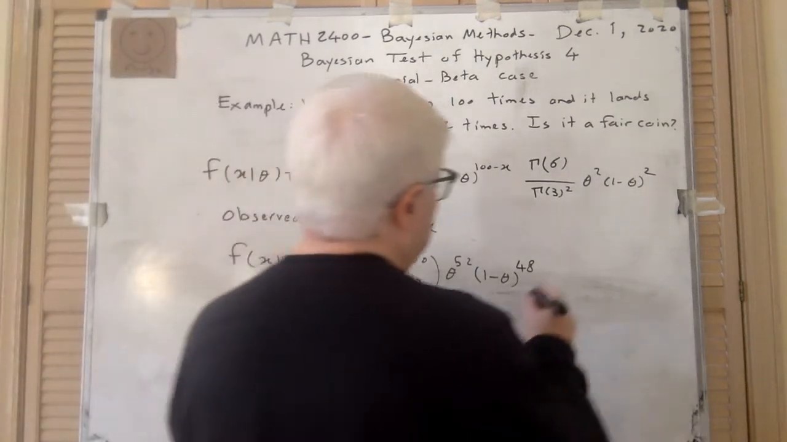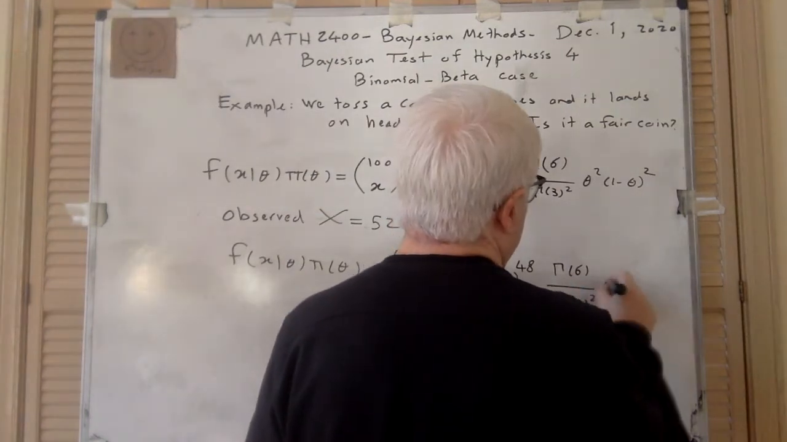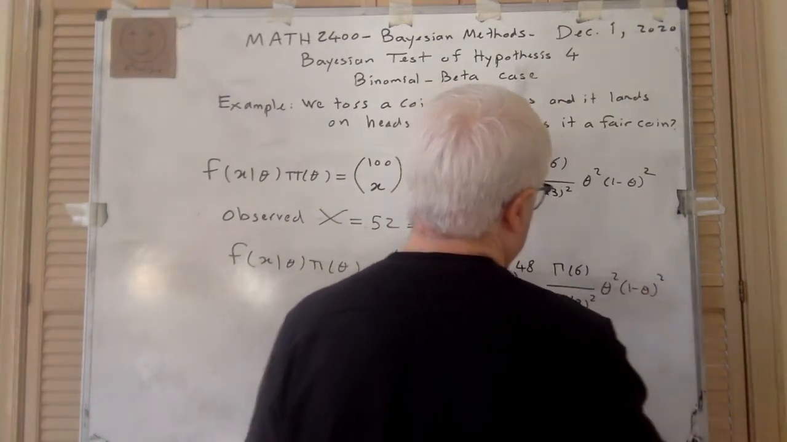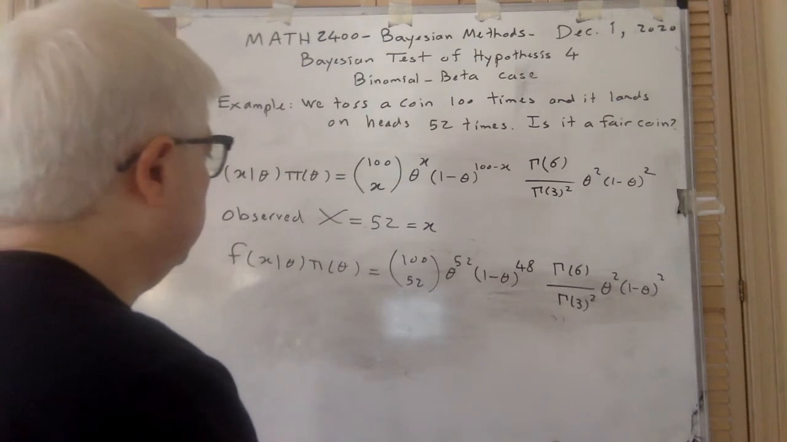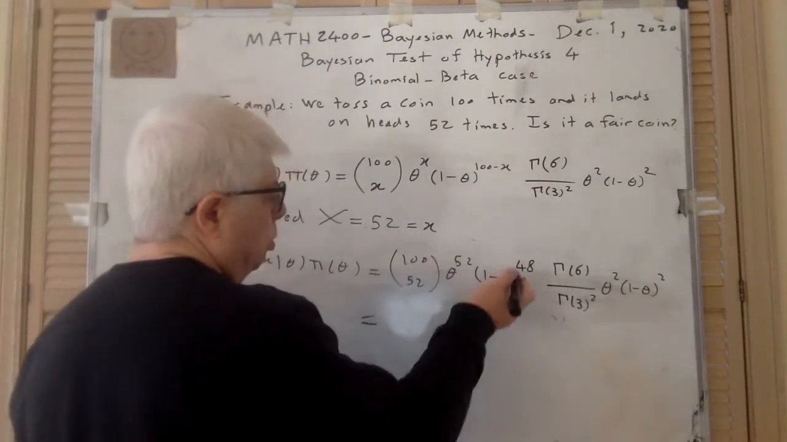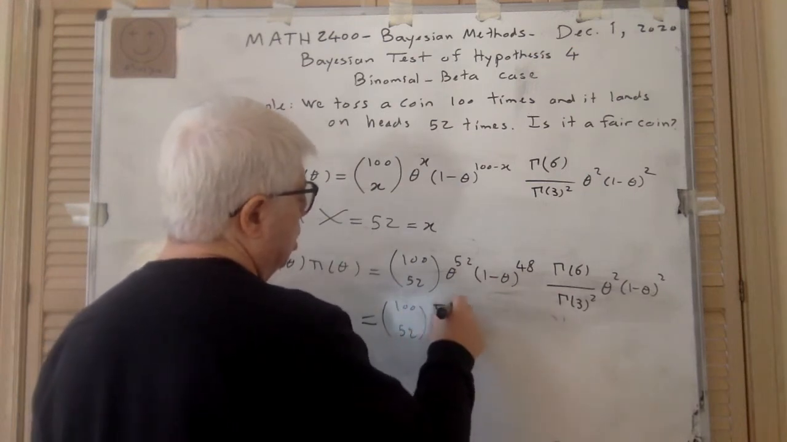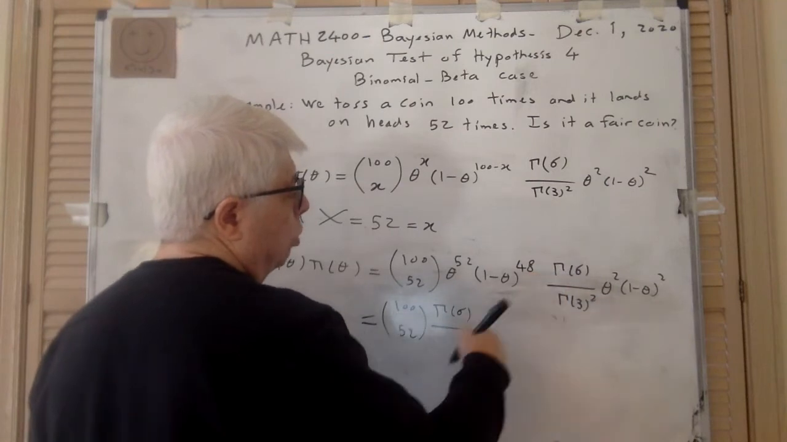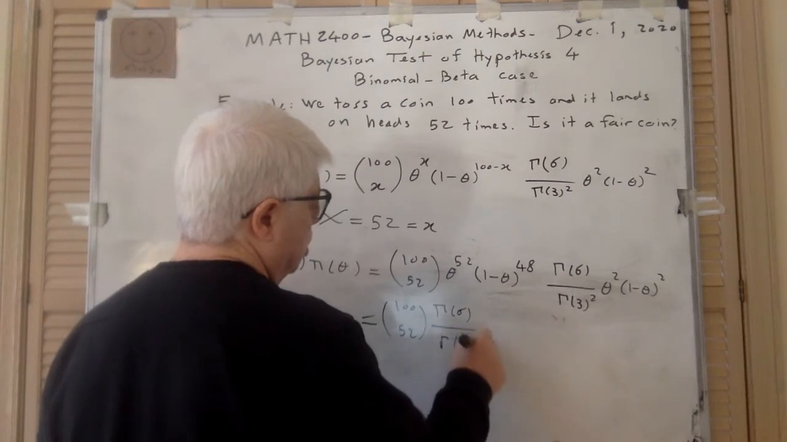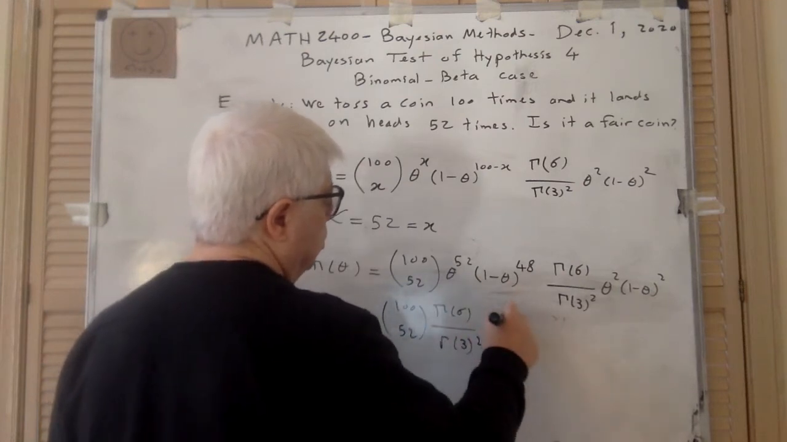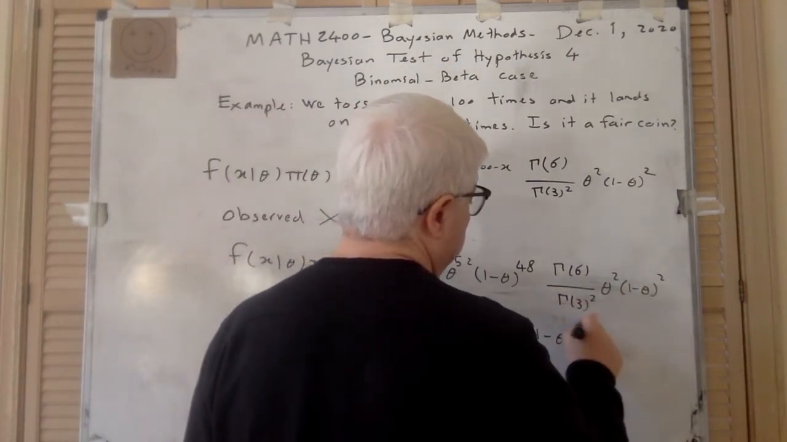And that is times gamma 6 over gamma 3 squared, theta squared, 1 minus theta squared. Okay, so this will be some constant, 152 times this constant. This is also like 5 factorial over 2 factorial squared. I don't care what that is because that's just a constant. Then theta to the power 54 and 1 minus theta to the power 50.